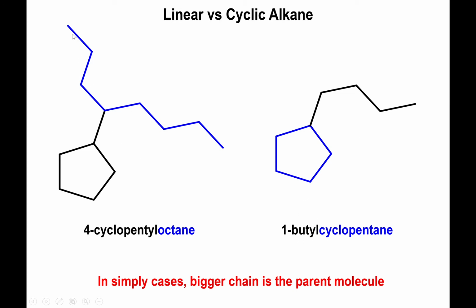This right here, if you count the atoms, 1, 2, 3, and 4 versus 1, 2, 3, 4, 5, you go with 4, the lowest value. This is 4-cyclopentyl octane, right? 8 carbons altogether in the blue chain. All right, this is the most straightforward case. But as I stated, only one ring per chain.